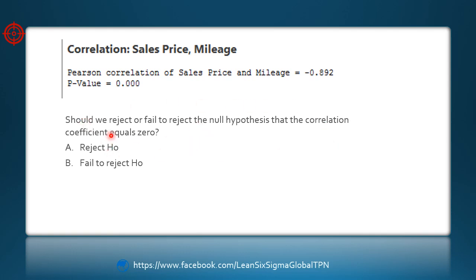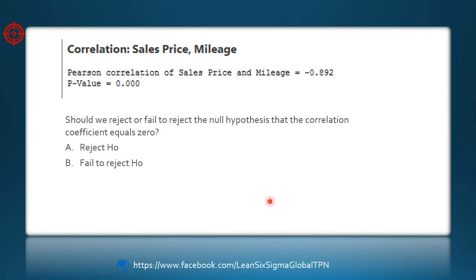Because the p-value is less than alpha, we reject the null hypothesis and conclude that the correlation between mileage and sales price does not equal 0. Based on the results of the hypothesis test, there is a statistically significant relationship between mileage and sales price. With that knowledge in hand, we can interpret the correlation coefficient.